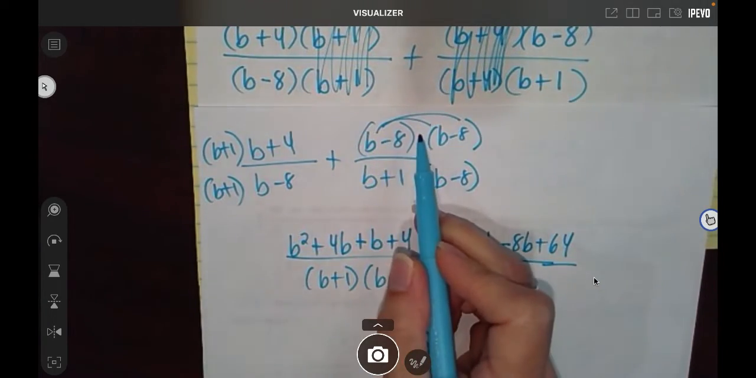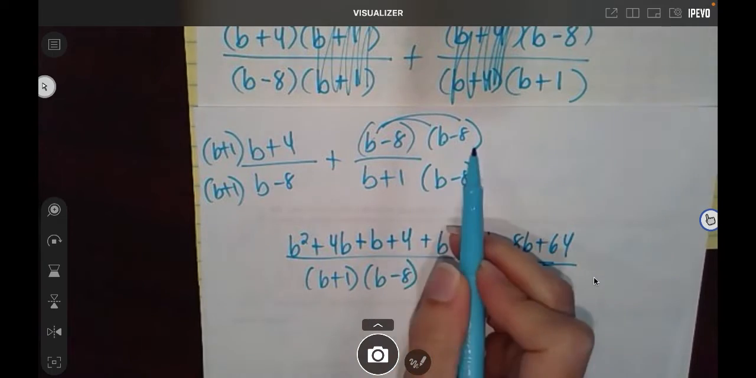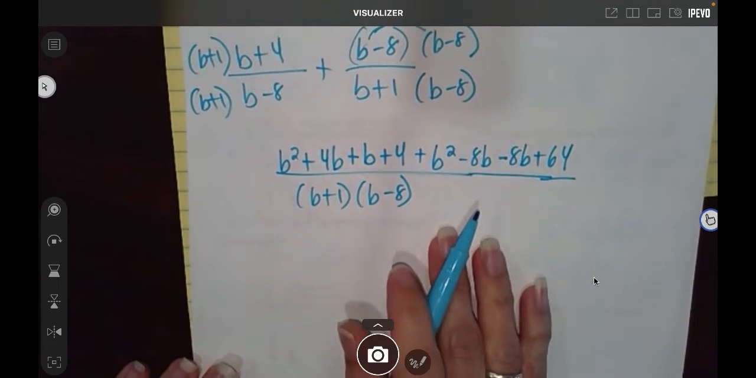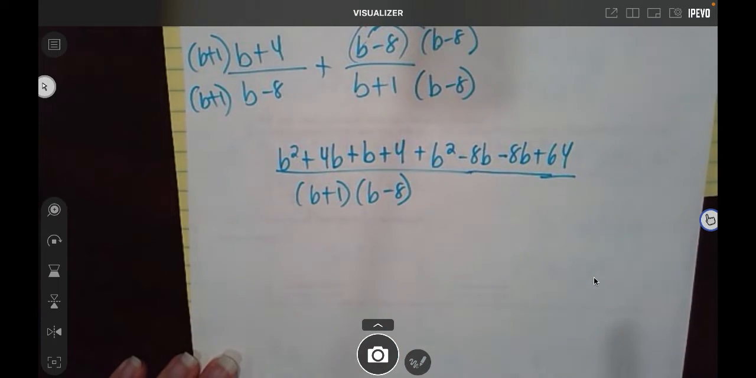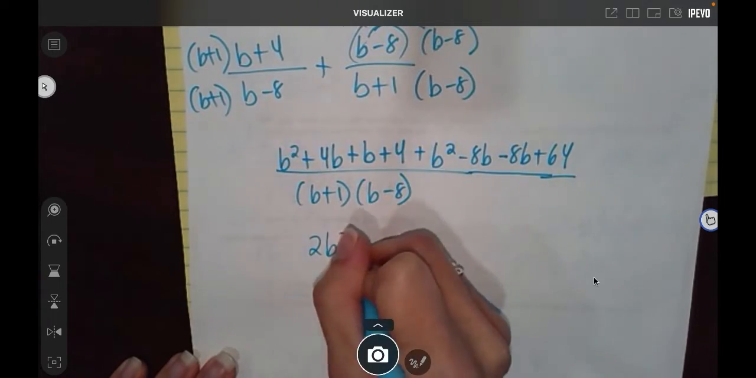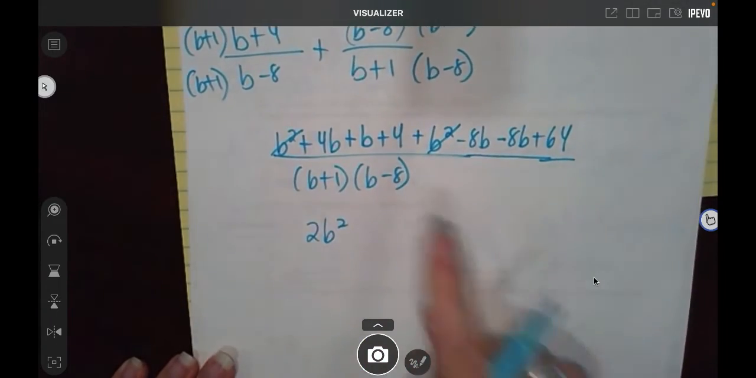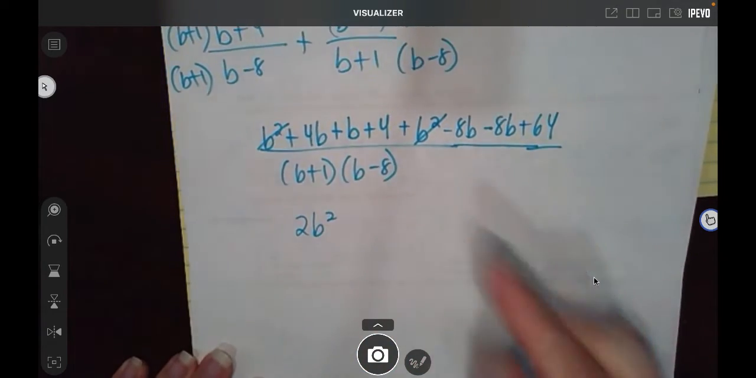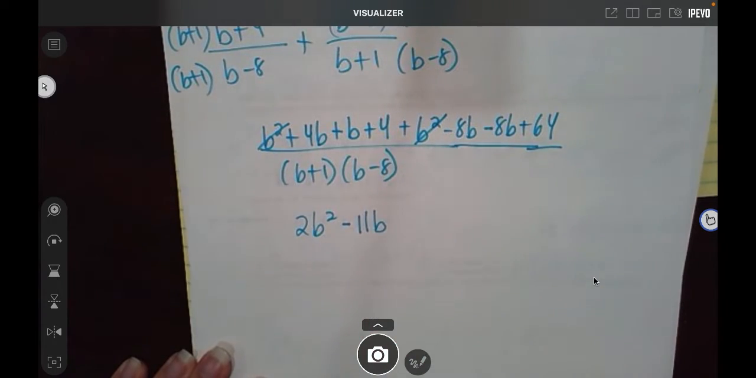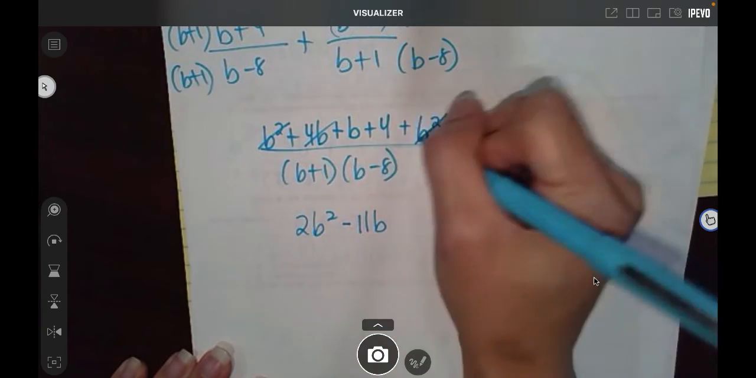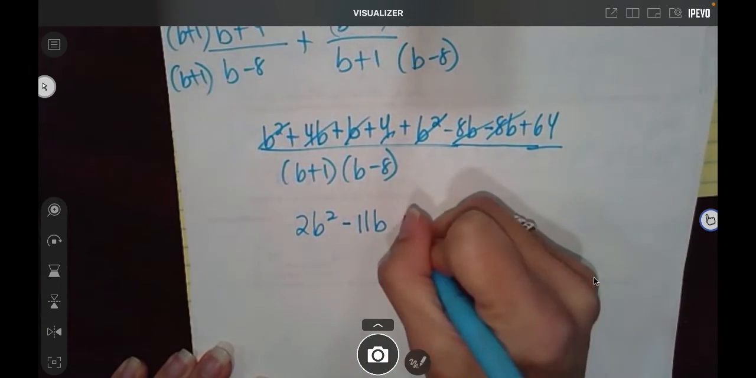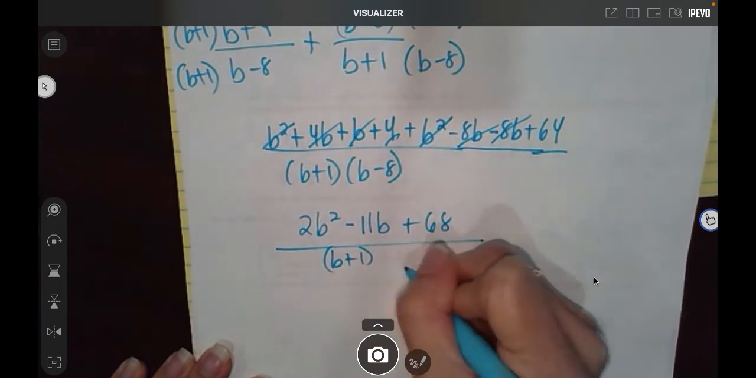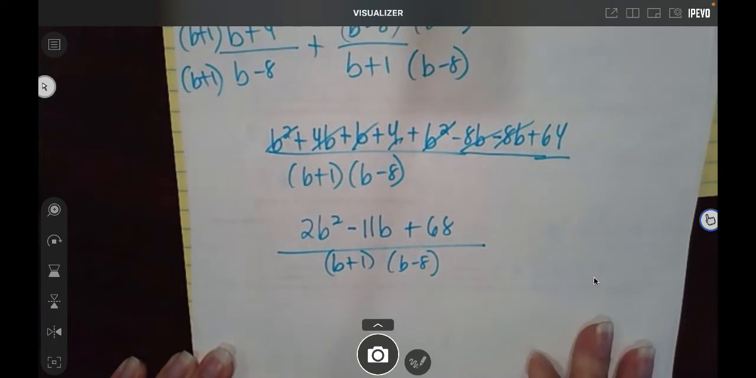Okay, so we have this times this times this, and then my negative 8 I distribute. Now we combine like terms. Now how many b squareds do we have? 2b squareds. I told y'all we're finishing this problem. What's 4b minus 8b? Negative 4b. Plus negative 11b minus 8b, and don't forget that b. And what's 4 plus 64? 68. And then our denominator is b plus 1, b minus 8. And we did get through that problem.